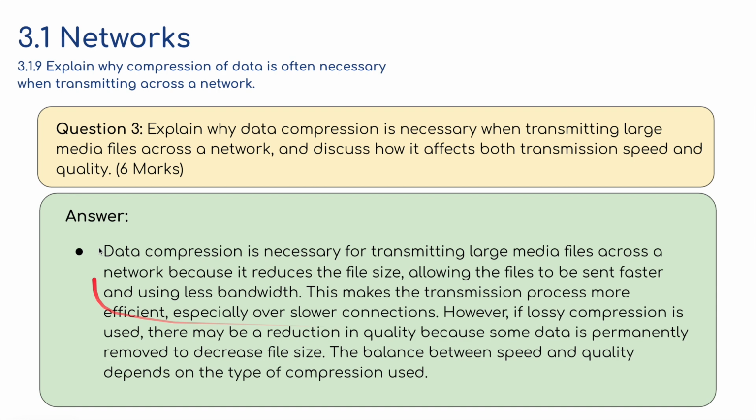Okay? And finally, data compression is necessary for transmitting large media files across a network because it reduces the file size, allowing the file to be sent faster and using less bandwidth. This makes the transmission process more effective, especially over slower connections. However, if lossy compression is used, there may be a reduction in quality because some data is permanently removed to decrease the file size. The balance between speed and quality depends on the type of compression that we'll be using.